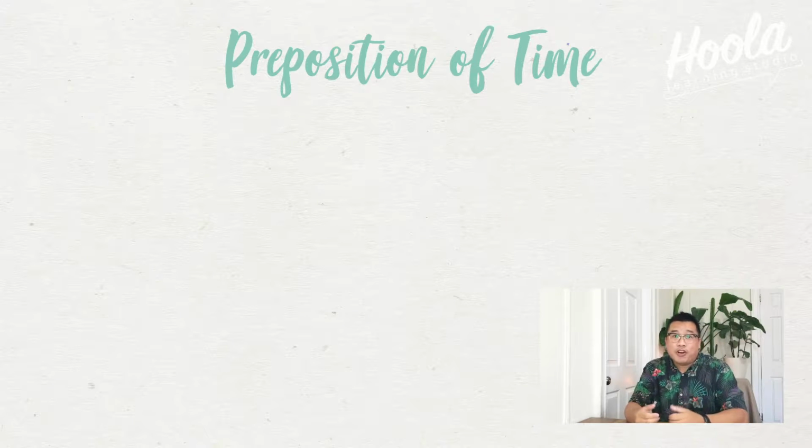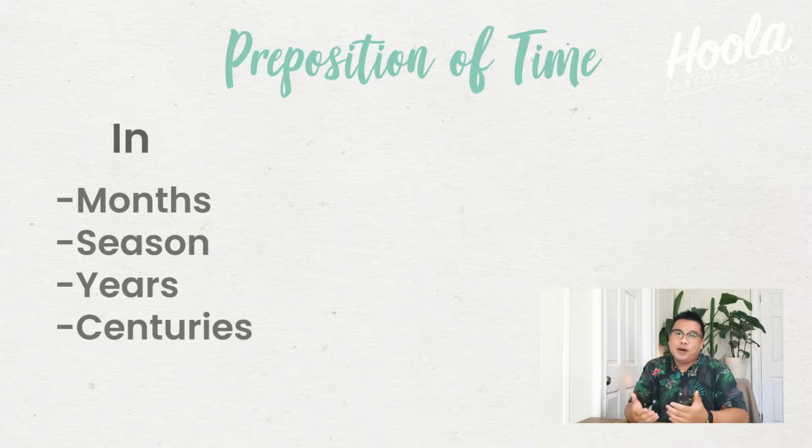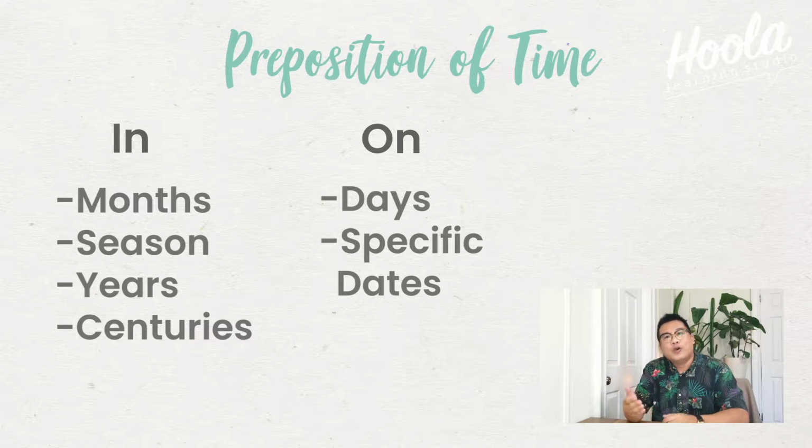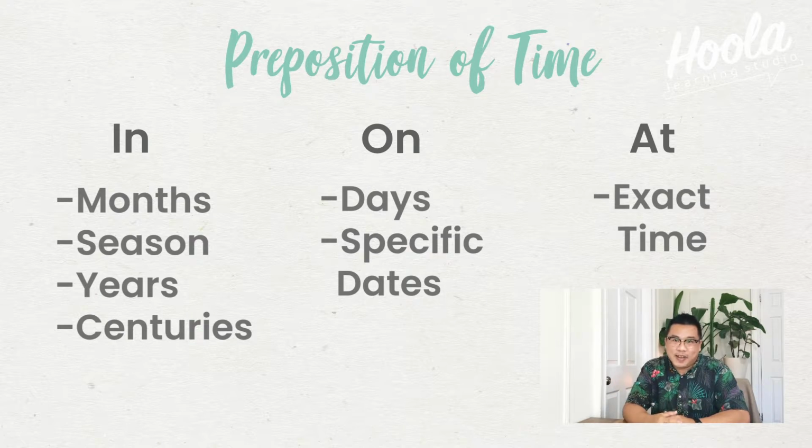Okay, remember, in is for months, seasons, years, or centuries. On is for days or specific date, and at is for the exact time. A little tip or advice is that the preposition of time can be used for any tense form, such as present, past, or future. Remember, time is just extra information, but it has to match your grammar tense form, okay?